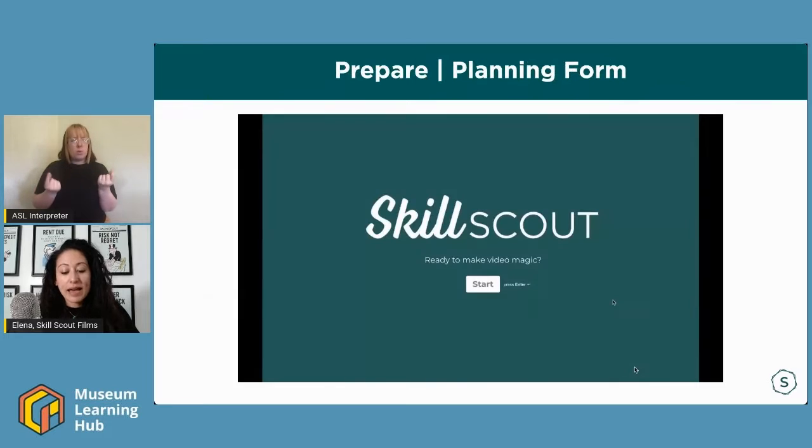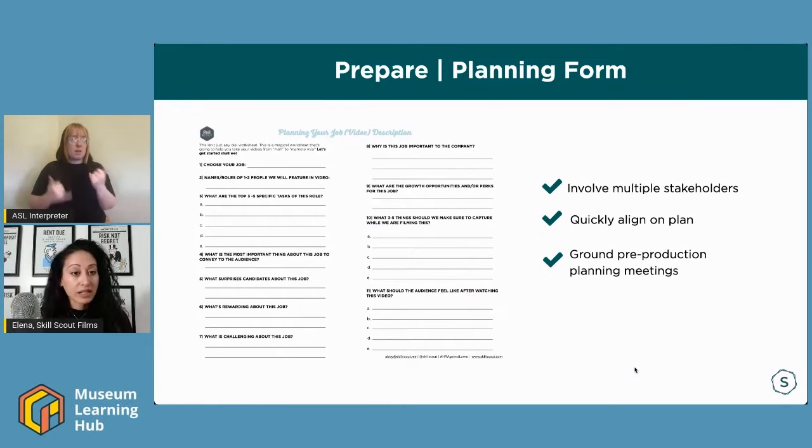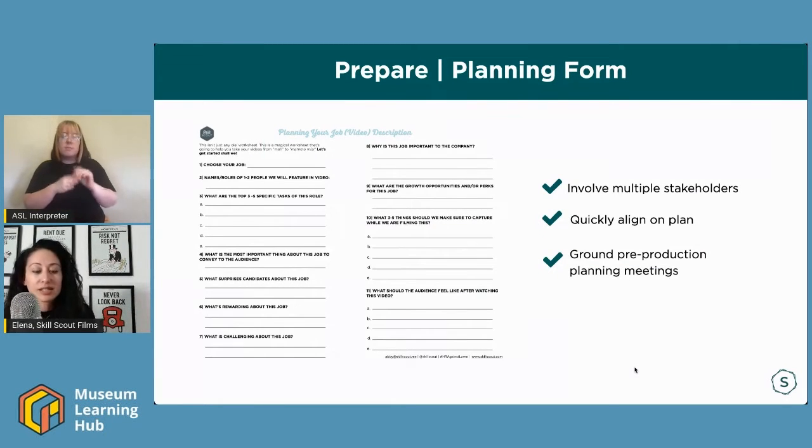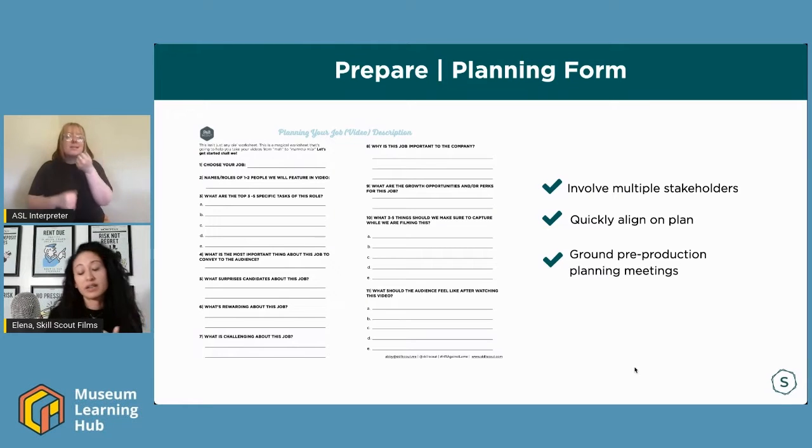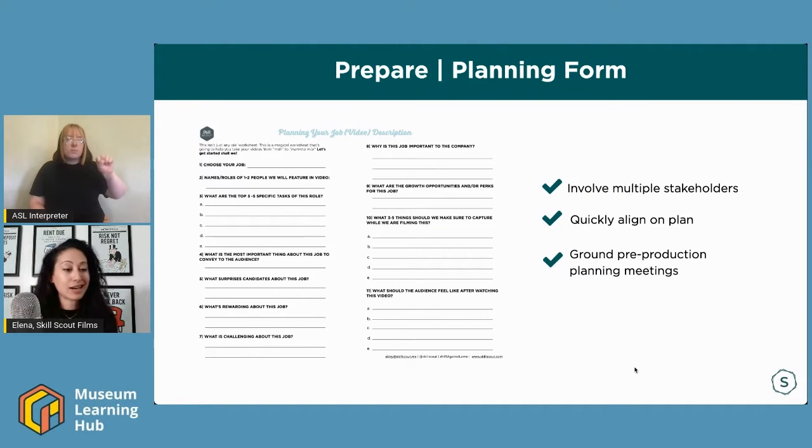And here's what that could look like in practice, especially if you're trying to engage several stakeholders. In our case, a lot of the times we might be working with clients on a video job description, bringing a job to life. And so, ways that we can engage these initial stakeholders in this discovery and planning process to help us understand, all right, who might be featured in this video? What are some of the top specific tasks? What do we want this video to convey?